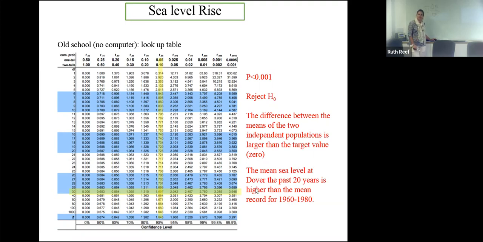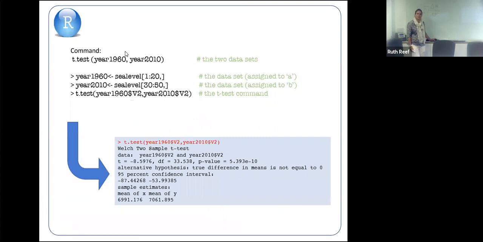The mean sea level at Dover the past 20 years is significantly higher than the mean record for 1960 to 1990. Okay, and I've conducted that. To do this in R, and you'll do it in computer class, I just write it. It's so much quicker, which is why R is wonderful. Remember, I can use the hash to just write text, so I can describe my line.